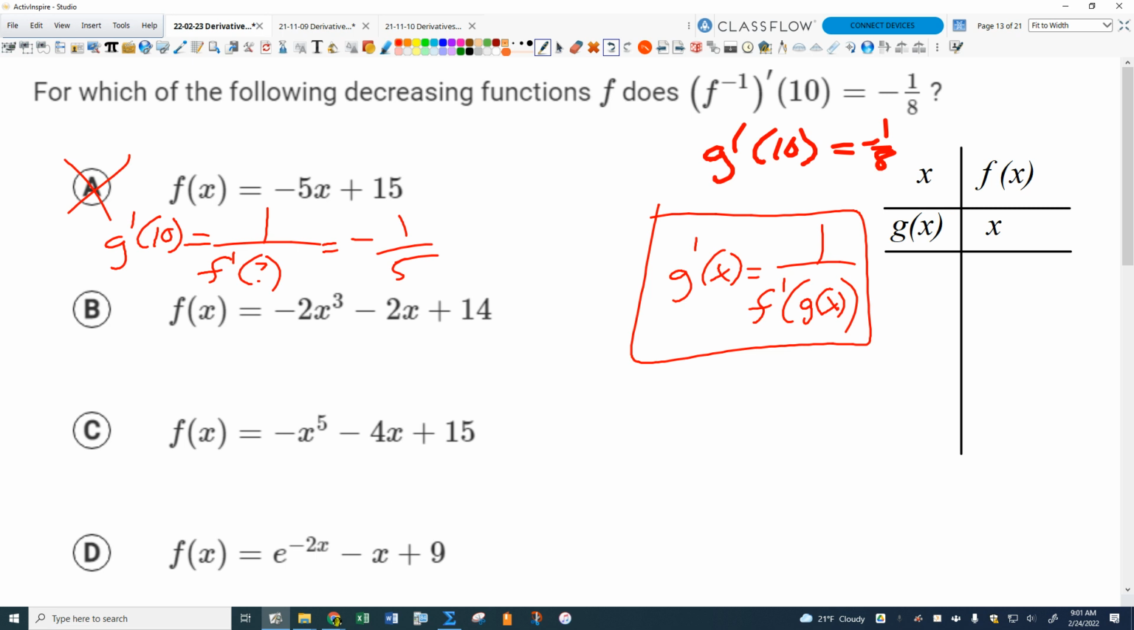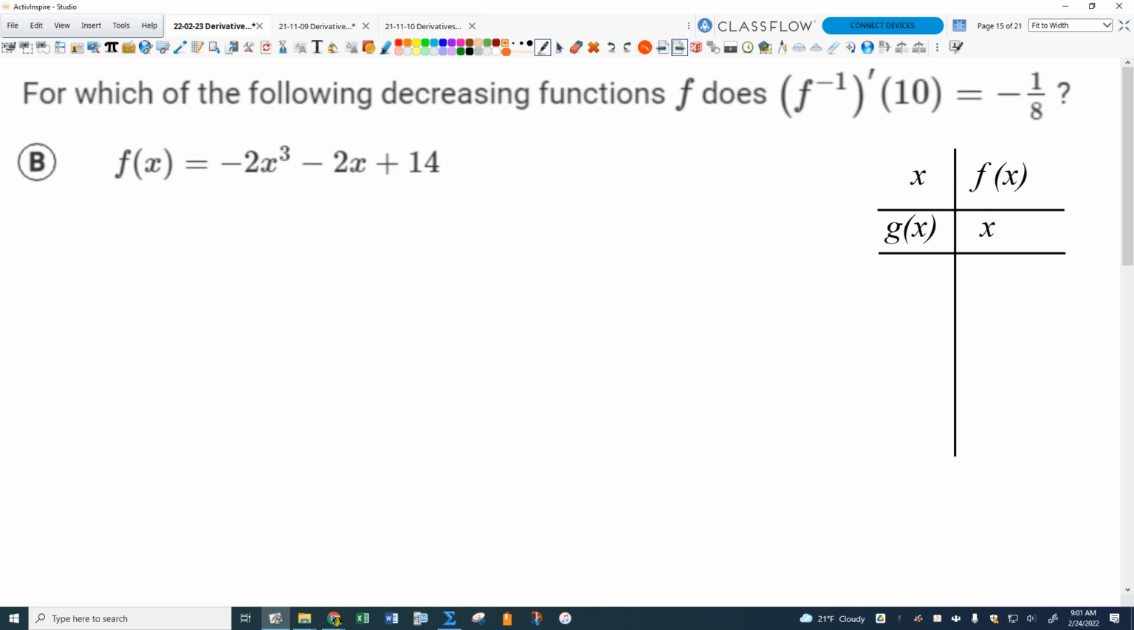Let's go over, we need a little more room on the next one. Let's go there. Okay, what about this one? So, again, we know that g prime of 10 should equal 1 over f prime of g of 10, right, in this case. Agreed? Okay.